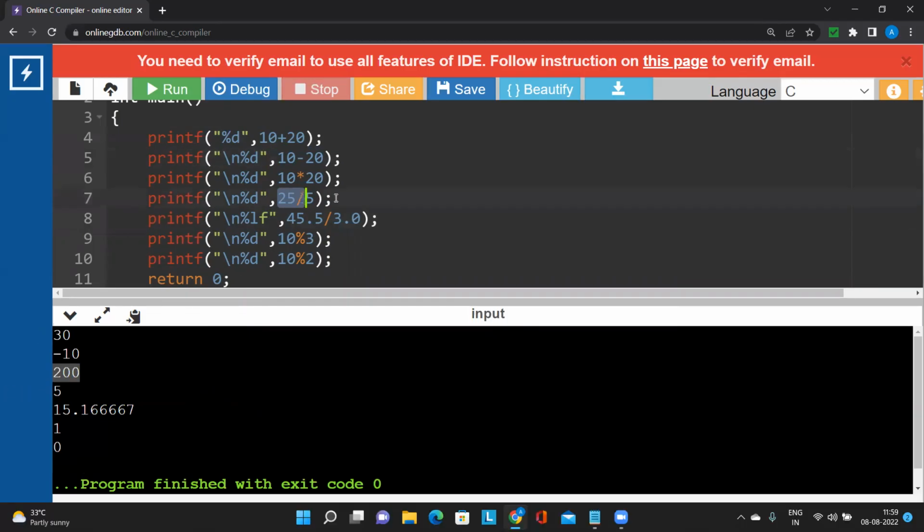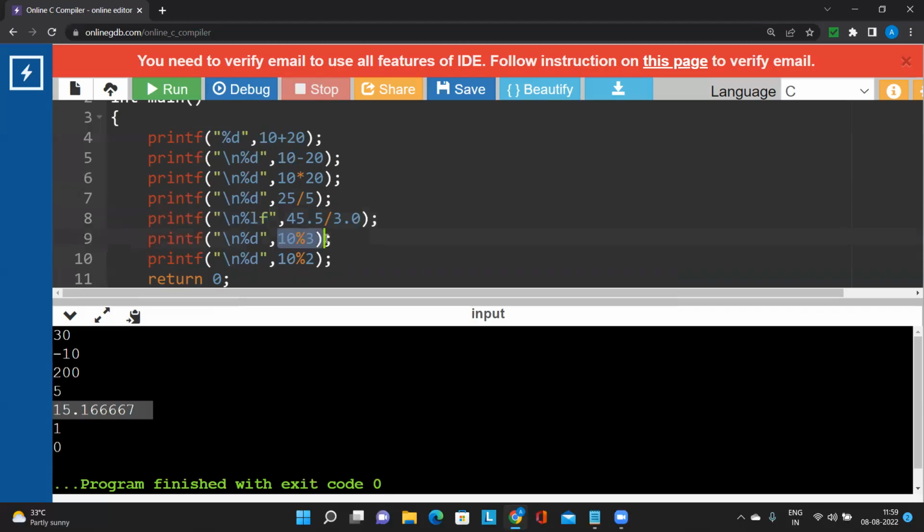So 25 divided by 5. Look here, both the operands here, that is 25 and 5, are integer values. That is, both are whole numbers. Hence, the result also will be an integer value only. Okay, but in this next scenario, in line number 8, what is happening? Both the operands are of double data type. Hence, the result is also going to be of a double data type. That is why I'm using percentage lf here. And this is the output I'm going to get for this.